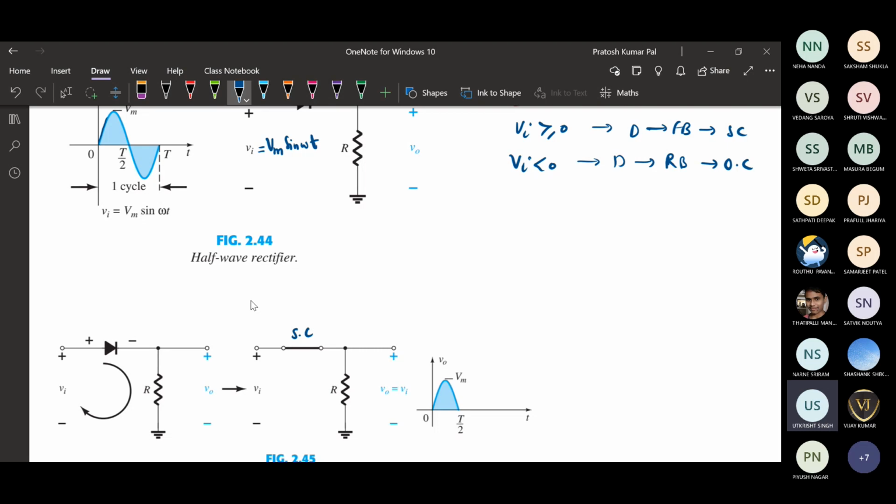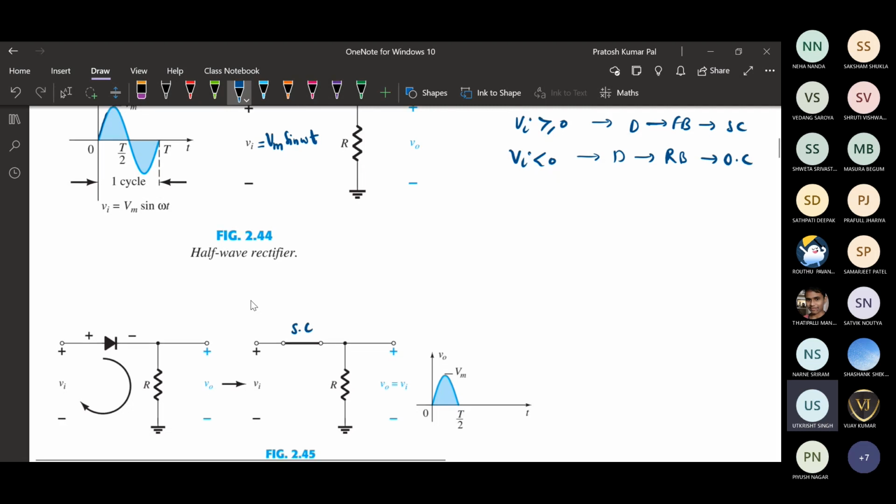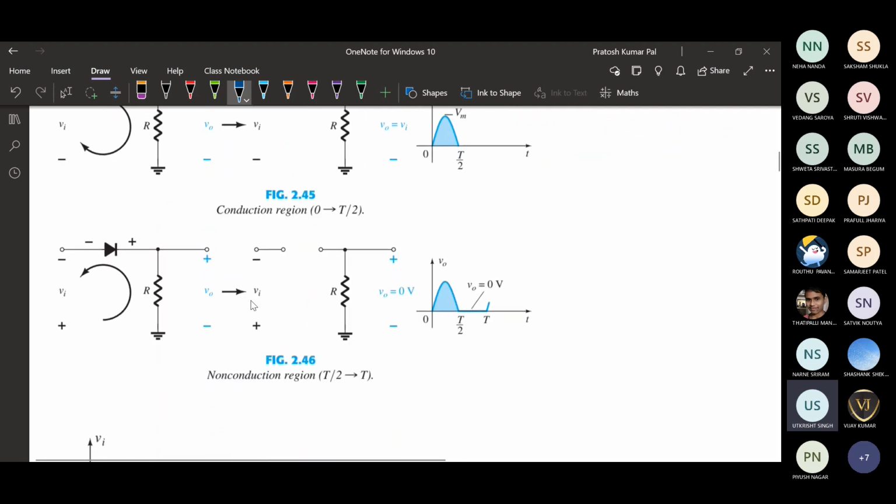Okay, so from 0 to T by 2 time period, we will be getting the output that will have a similar nature to what we have applied at the input. Similarly, for the second half from T by 2 to T, once we have applied it, it is a negative voltage.